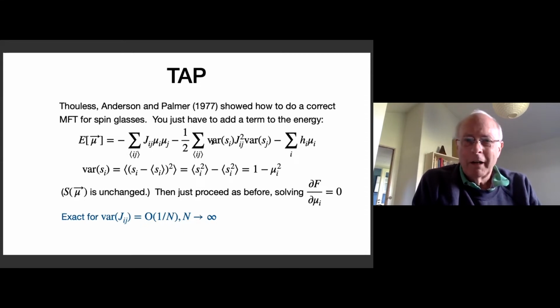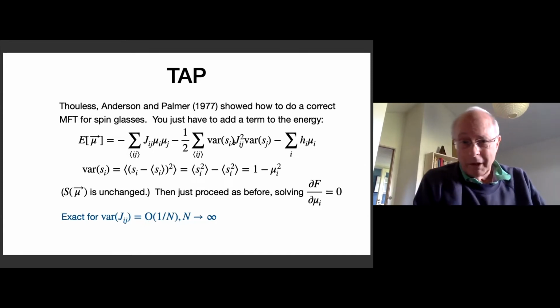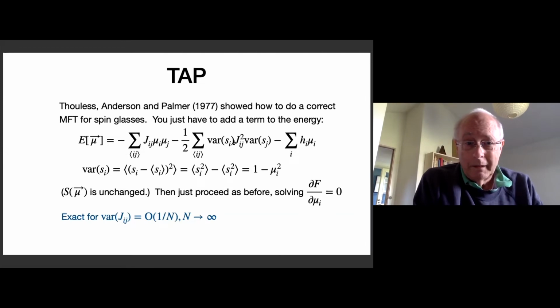You get the variance of one of the spins interacting with the variance of the other through the square of the J. And you get a half because whenever you expand to second order, you get a half. The variance of a given spin is its square minus its average squared, averaged. But since the square of the spin is always one, this is just one minus mu squared. So you just change the energy term. The entropy term, you don't have to change at all.